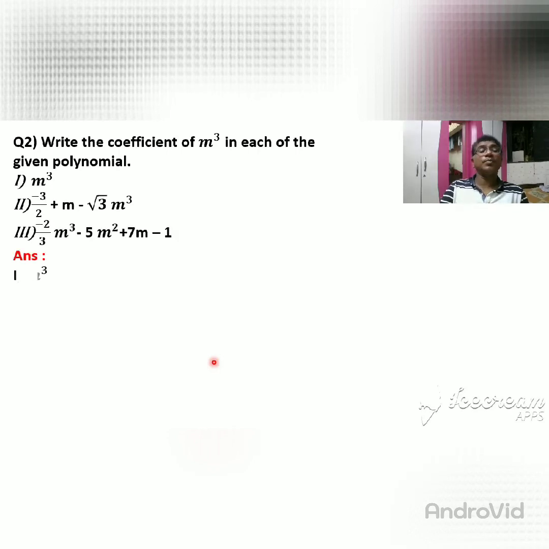See them. First problem, m cube. So m cube having indices 3, so it is 3 degree. Solution, but you want to write the coefficient. So what is the coefficient of m cube? The coefficient of m cube is 1. So it is written, solution 1. Okay, then this is another problem.